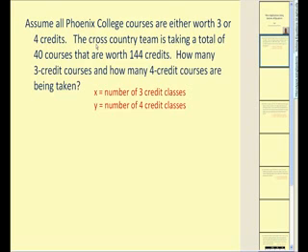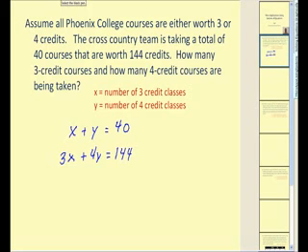The first thing we need to recognize here is that the team is taking a total of 40 courses. Therefore, our first equation would have to be x plus y must equal 40. Now the next equation is going to deal with the total number of credit hours. There's a total of 144 credit hours, but every x is worth 3 credits, so we'd have 3 times the number of 3-credit courses, plus every y is worth 4 credits, so 4 credits times every 4-credit class must equal the total number of credit hours, which is 144.